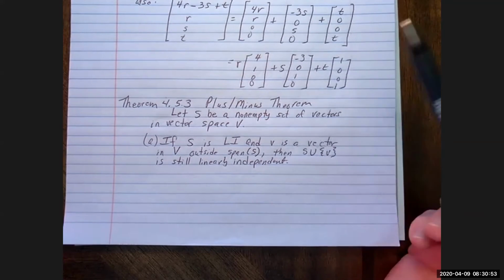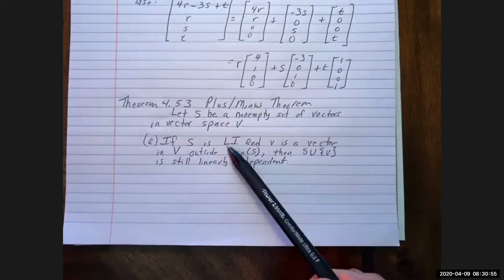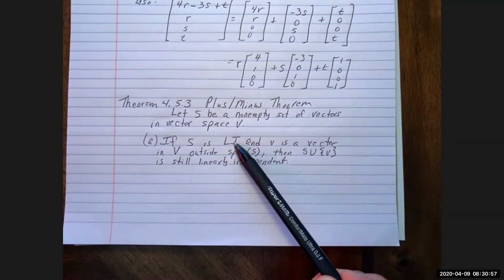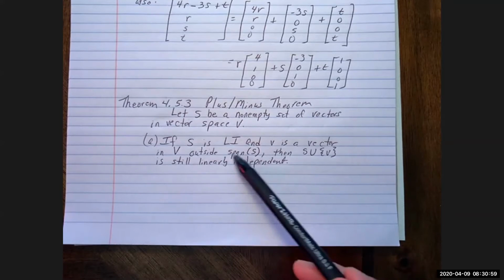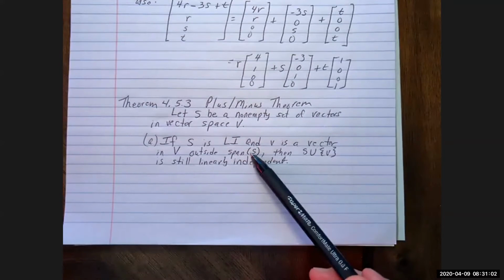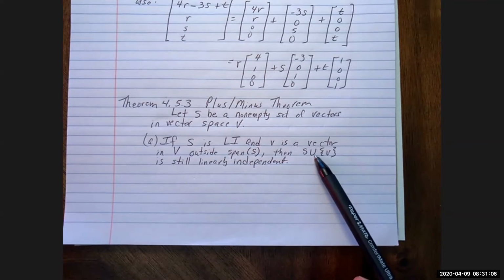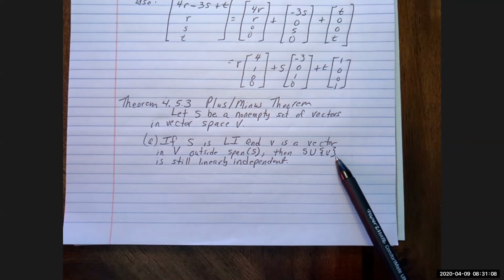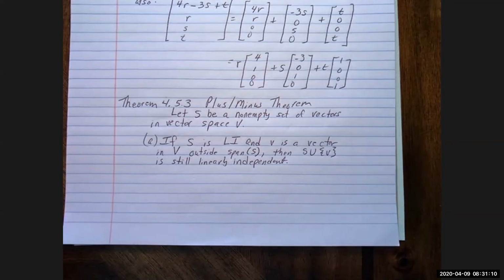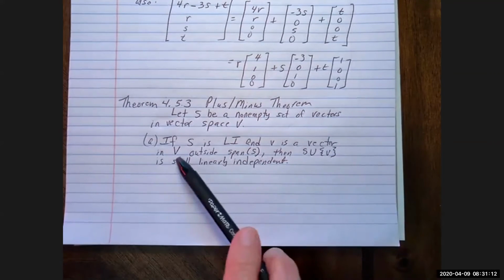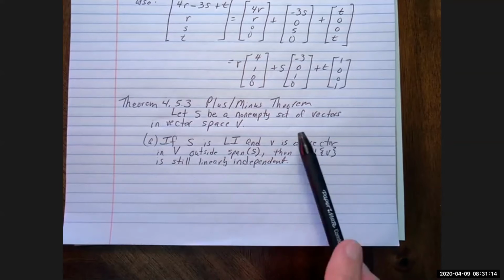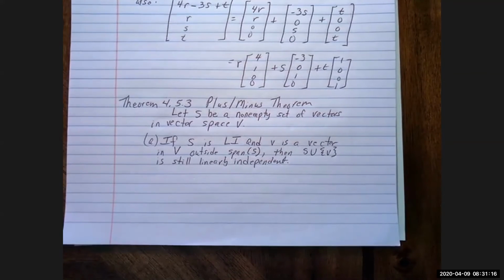Okay, so very simply, if I have a set that's linearly independent, and there's a vector that's not in the span, so it's not a linear combination of the vectors in S, then I can add it to S. This just says to take S union V, so take S and add V to it, and it will still be linearly independent. Vector V is not a linear combination of the vectors in S, and so if I add it to S, I will still have a linearly independent set.